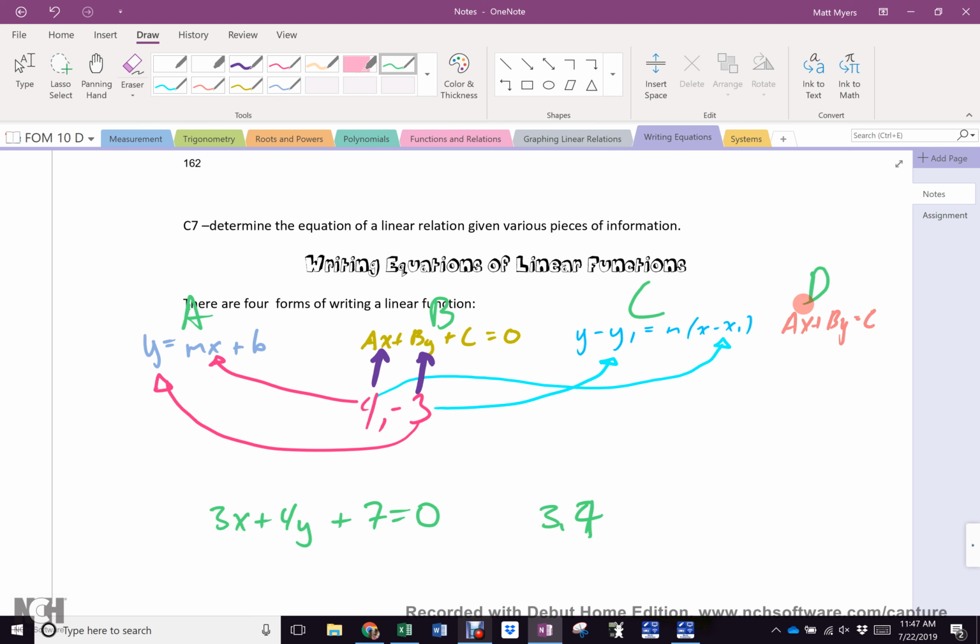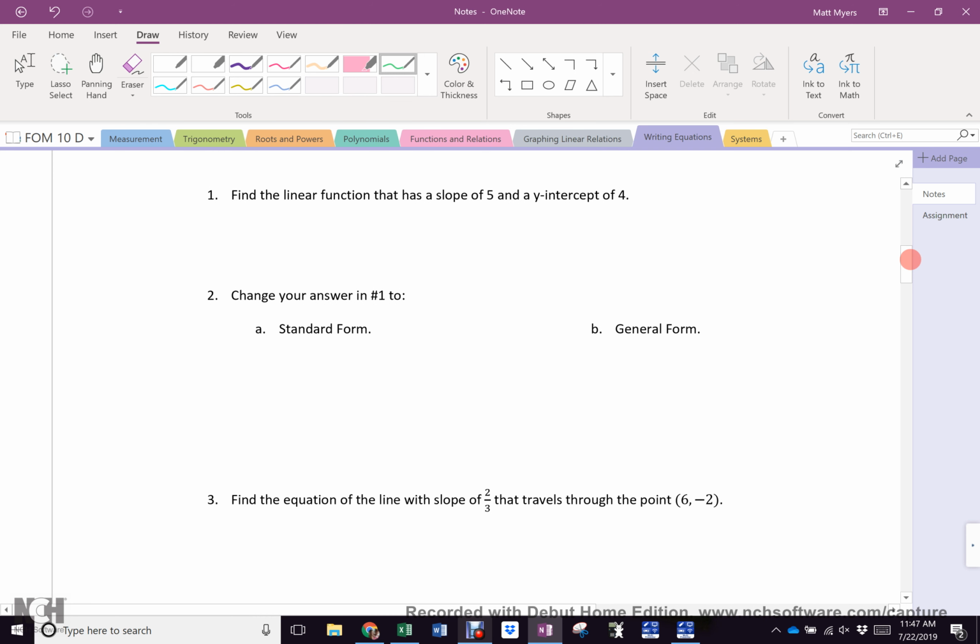Yes? Okay. Let us move along then, cabbages. Here's our first one. What do I have? Slope, y-intercept. What am I using? A. Slope, y equals mx plus b. How do I write it? Y equals, what's the m? 5. X, what's the b? Plus 4.